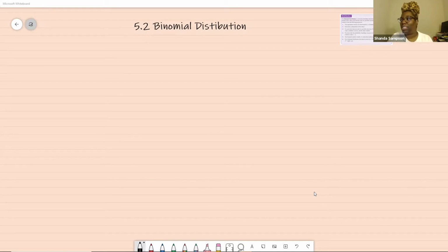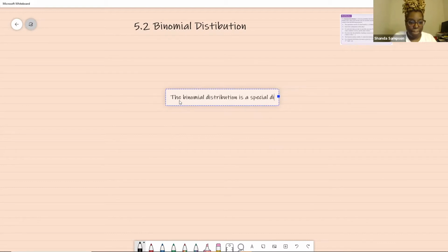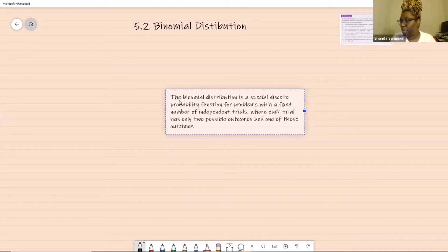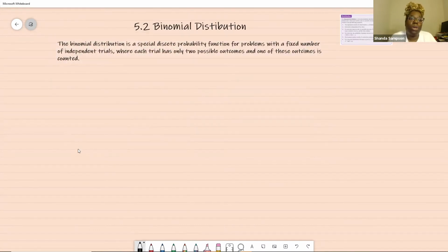The binomial distribution is a special discrete probability function. So let's get that definition typed up here. The binomial distribution is a special discrete probability function for problems with a fixed number of independent trials where each trial has only two possible outcomes and one of these outcomes is counted. So what does this mean? A common binomial distribution is like flipping a coin, because there are a fixed number of independent trials and you know the possible outcomes, and then you can say heads or tails.